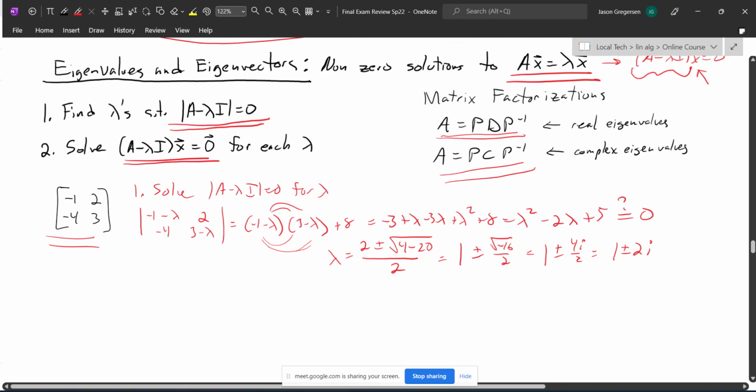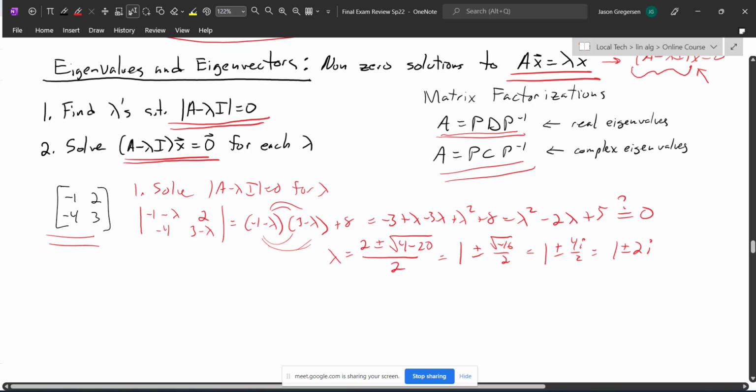All right, we'll do a little bit of a check-in here before I give you more time. But step one is to find the eigenvalues. So once again, we're trying to solve the determinant, taking the determinant of A minus lambda I, setting it equal to 0, and solving for lambda.